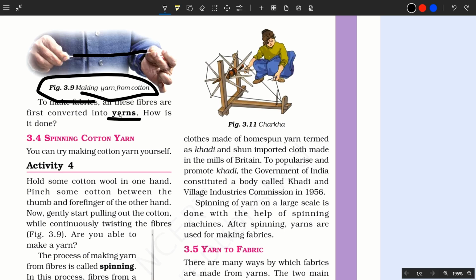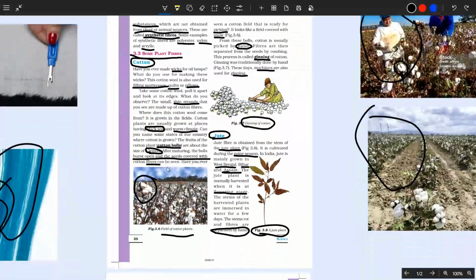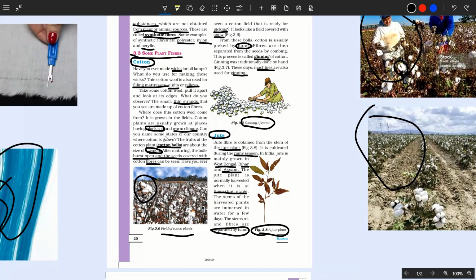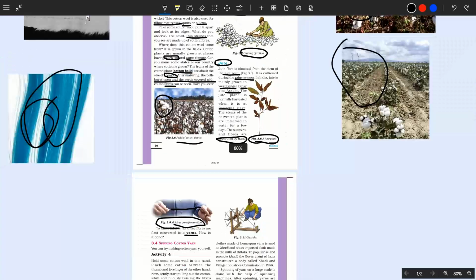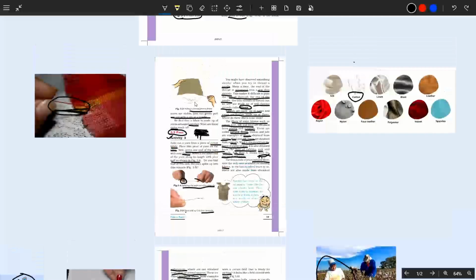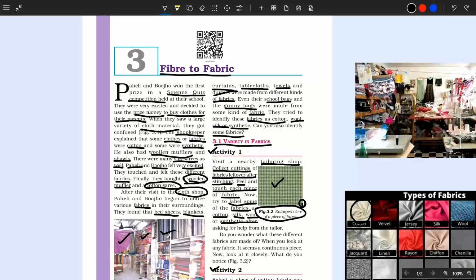First, they take the cotton and jute plant stems and flowering parts, and then make them into yarn. In today's session we have learnt about some of the fabrics which we use in our daily life. Here the two children, Fally and Bujo, went to the cloth shop to buy cloth for their parents with the prize money they won in the science quiz competition.